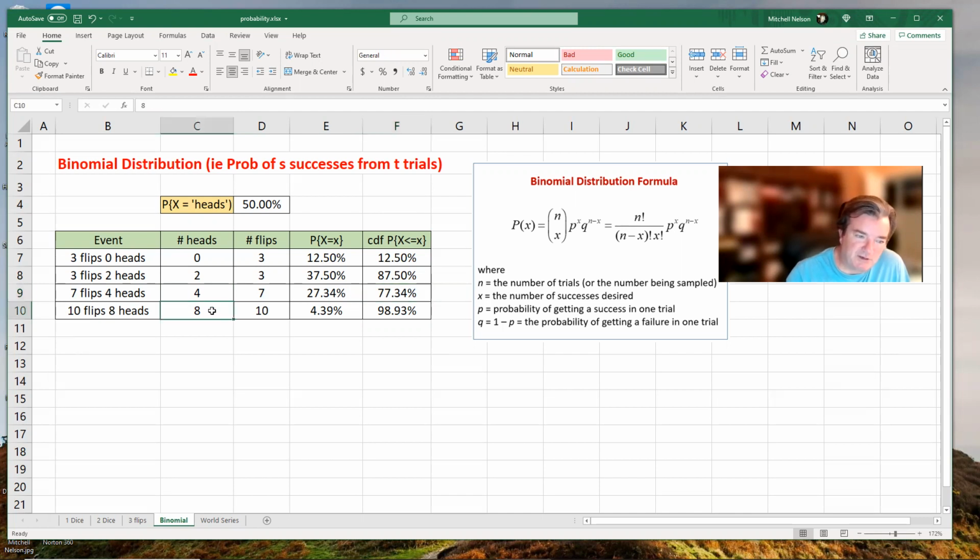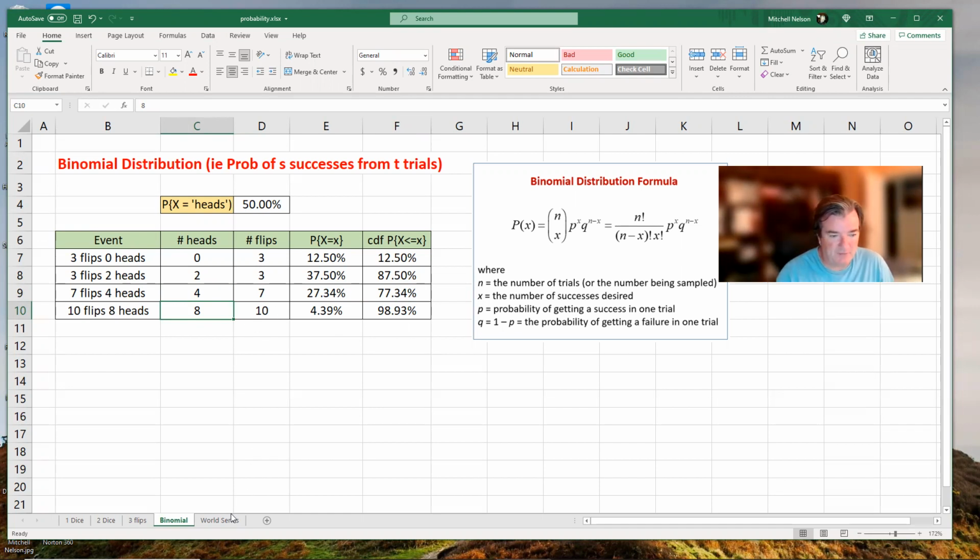This one's a little surprising. The probability of getting 8 heads out of 10 looks about intuitively correct. This one I thought was a little bit high, but to get 8 or less is almost 99% chance. Very low chance of getting 9 or 10 heads.